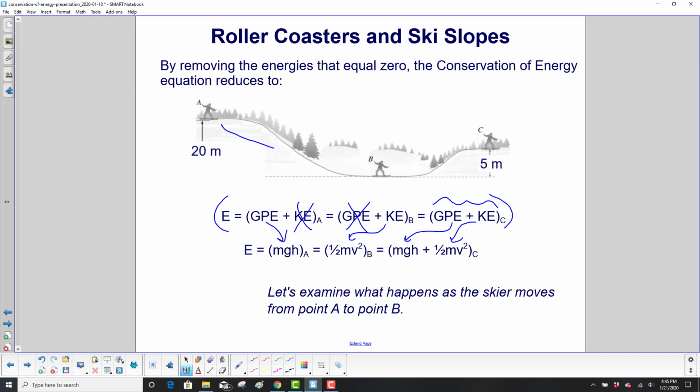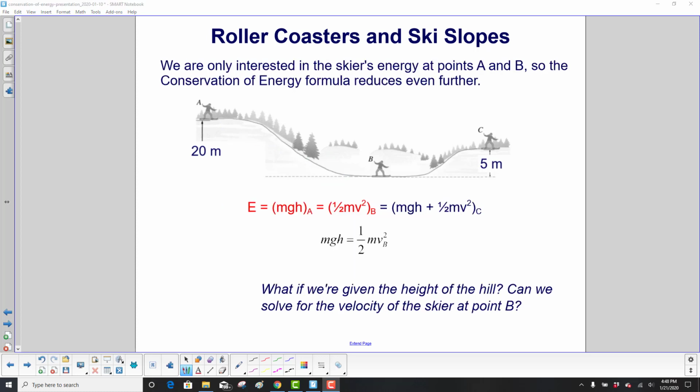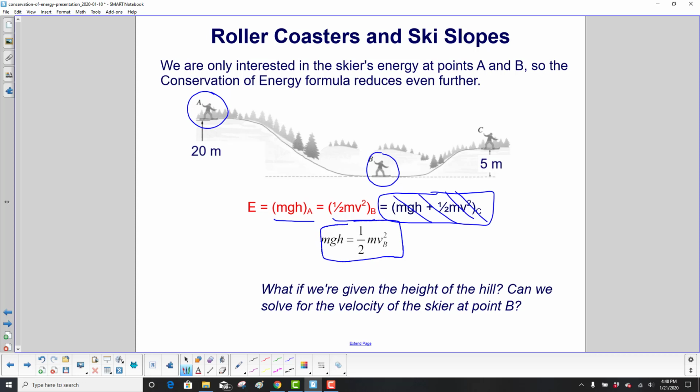And that's point A to point B. We are only interested in the skier's energy at points A and B, so our conservation of energy formula reduces even further. What does that mean? We don't care about this C part, so we're just going to exit out, and our total energy will equal mgh at A and 1/2 mv squared at B. And we're going to write that down right here.